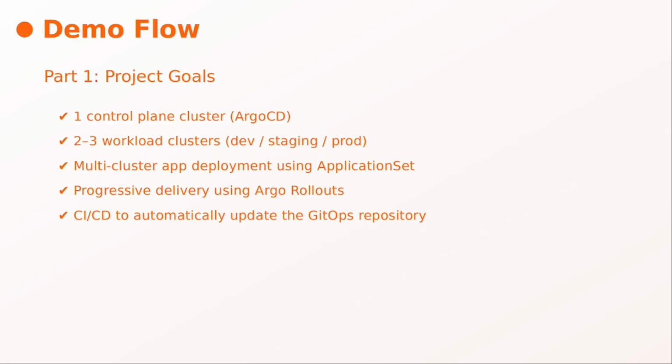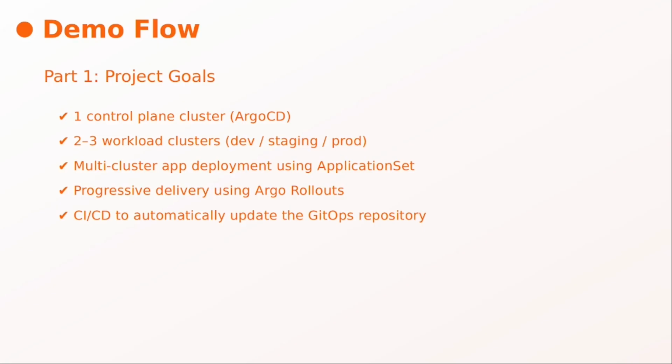Part 1. Project Goal. At a high level, this project helps you build a complete system with both control plane and workload cluster. You will start by creating one central cluster that runs ArgoCD, which acts as the brain of the system. Then you will set up multiple workload clusters such as development, staging, and production. This cluster will run your actual application.